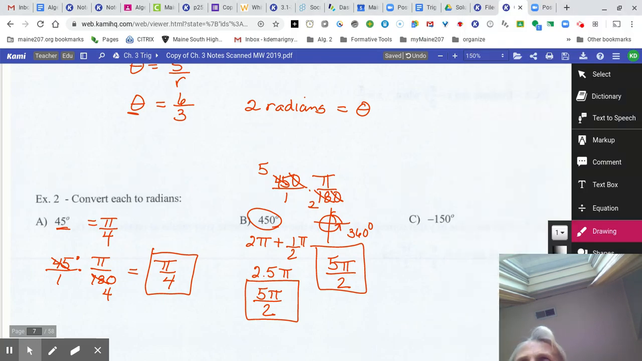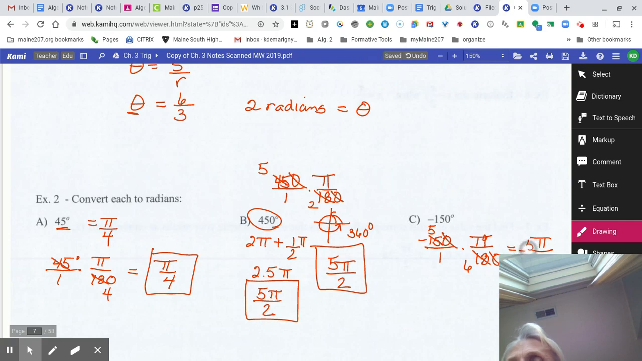If I go to negative 150 degrees, if you're just going to do the calculation, it's pi over 180 degrees. So the zeros are going to go out, and I'm going to be left with a pi. Now, how many? Let's see. 3 will go into both of those. So 3 goes into 15 5 times, and 3 goes into 18 6 times. So I have a negative 5 pi sixth.